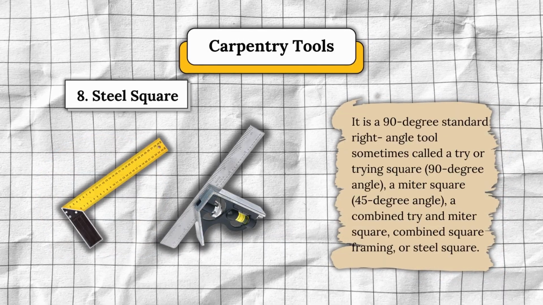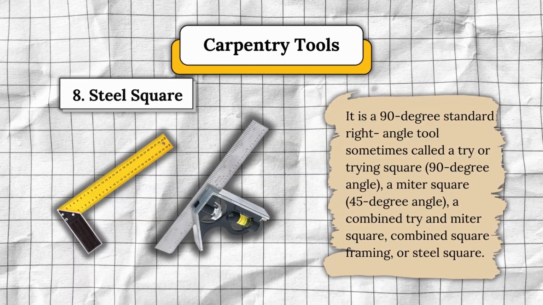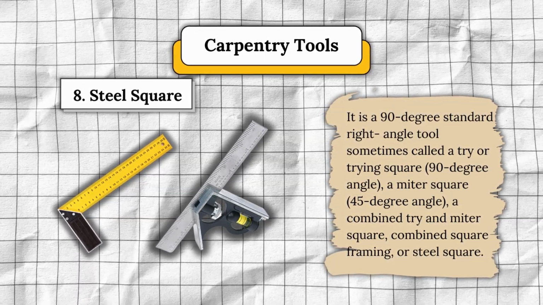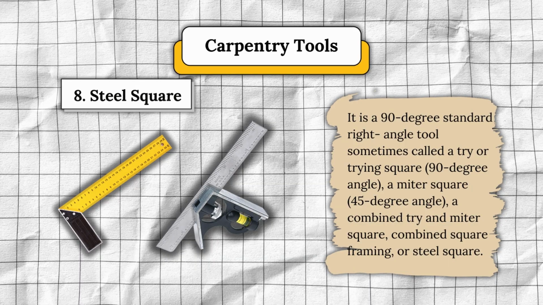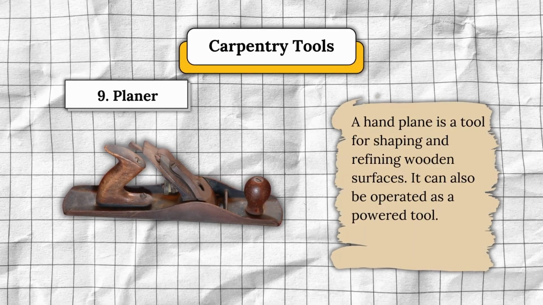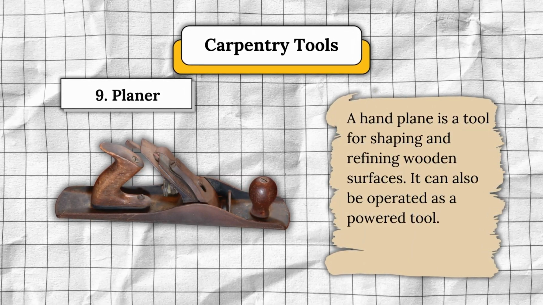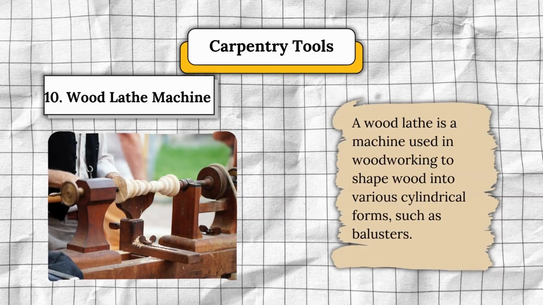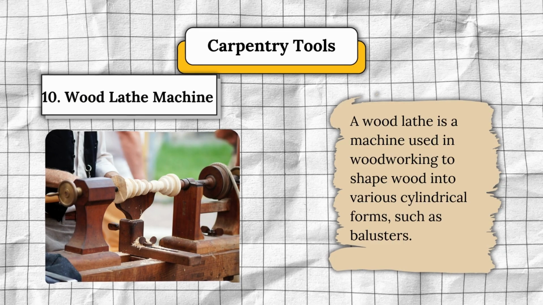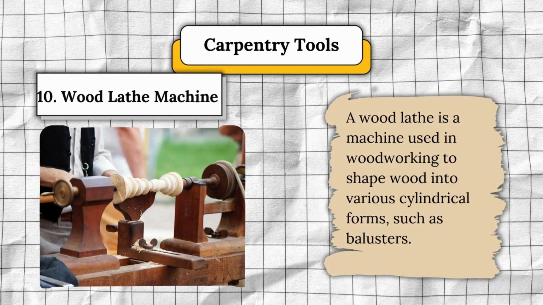Number 8. Steel square. It is a 90-degree standard right-angle tool, a miter square with a 45-degree angle, a combined try and miter square, combination square, framing square, or steel square. Number 9. Planer. A hand plane is a tool for shaping and refining wooden surfaces. It can also be operated as a powered tool. Number 10. Wood lathe machine. A wood lathe is a machine used in woodworking to shape wood into various cylindrical forms, such as balusters.